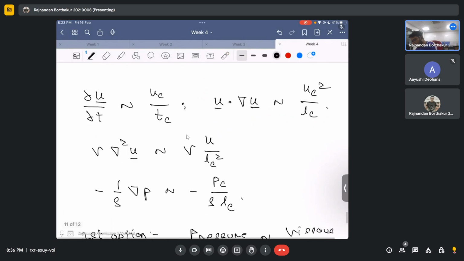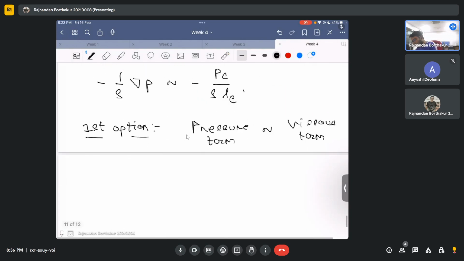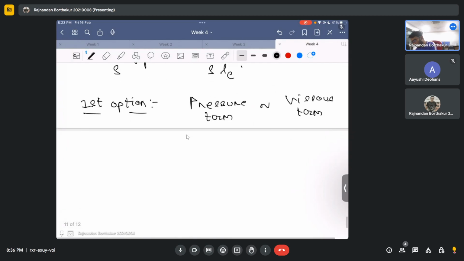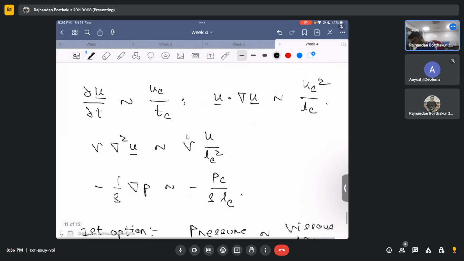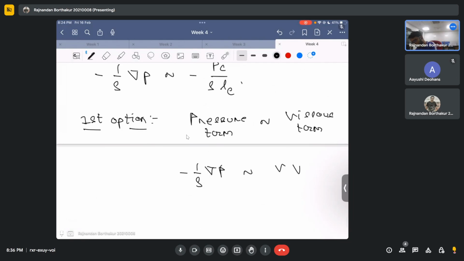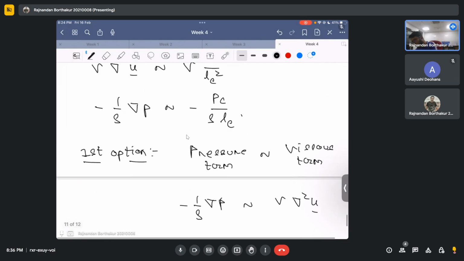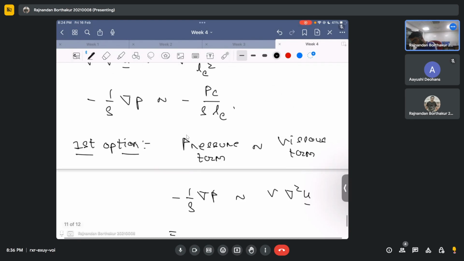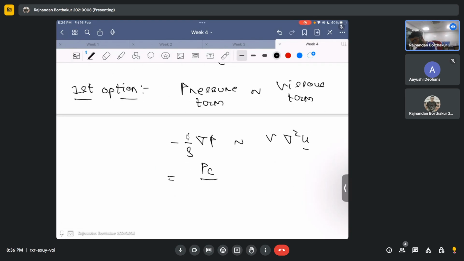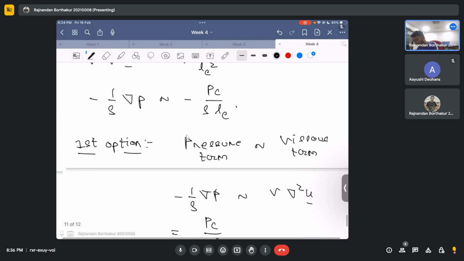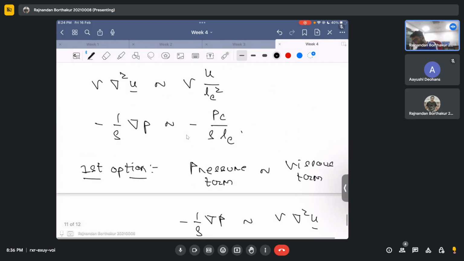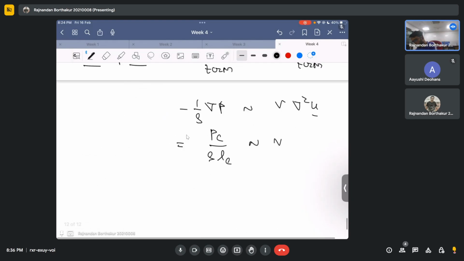And if we do that, what do we get? The pressure term is minus grad P times 1 by rho, and this scales as nu times del square U. And we found out that this is nothing but PC by rho LC. We will disregard the minus signs because we are only interested in ballpark figures. So this would scale as PC by rho LC, and this would basically scale as mu UC by LC squared.